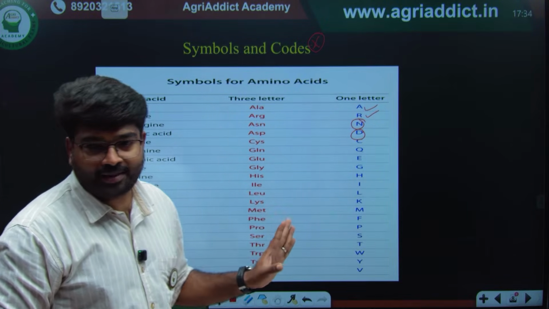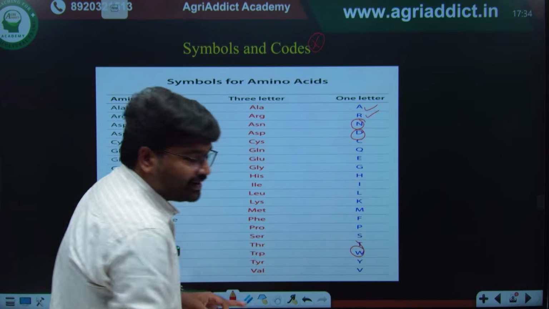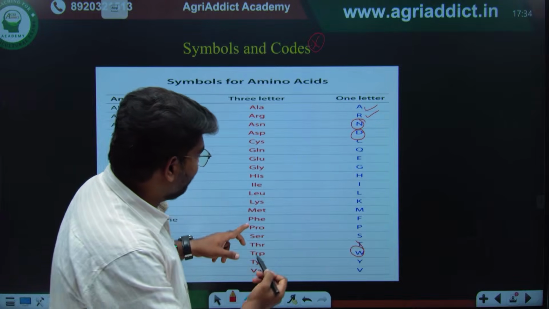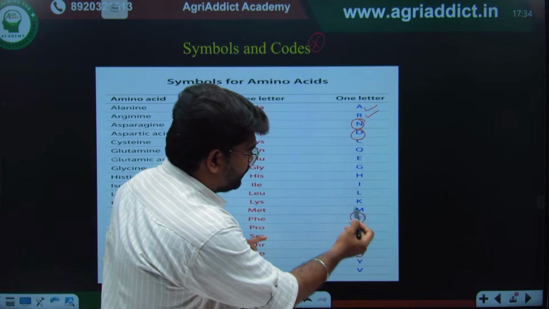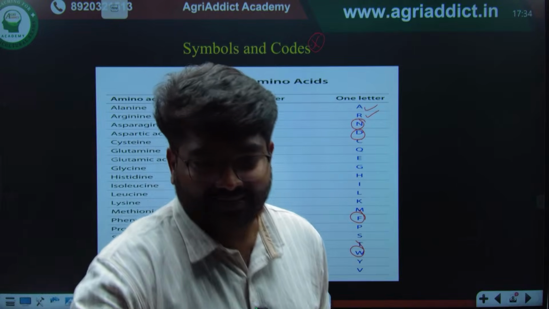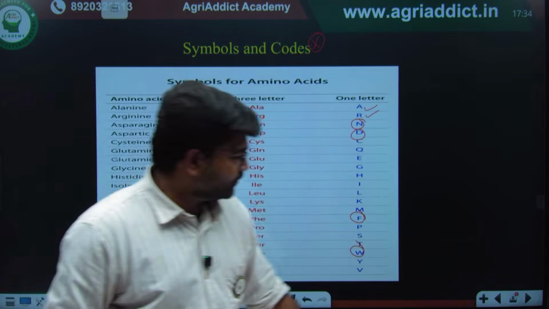You have to remember properly. For example, tryptophan means W. Phenylalanine means what? F. Like that, different things are there. You have to remember. These are the important things you have to remember from the basics of amino acids.